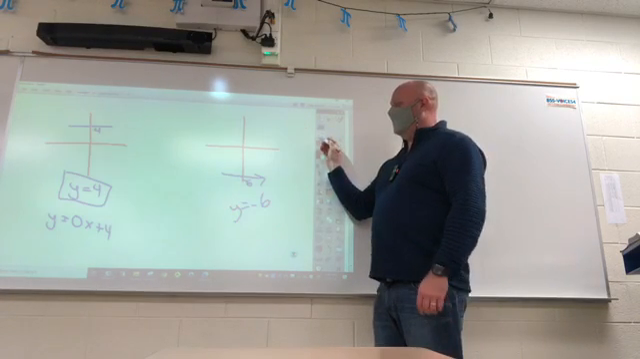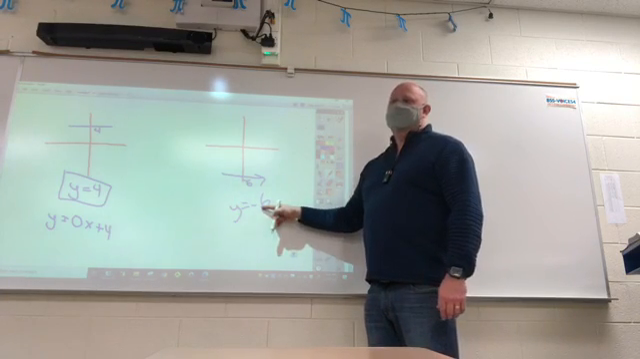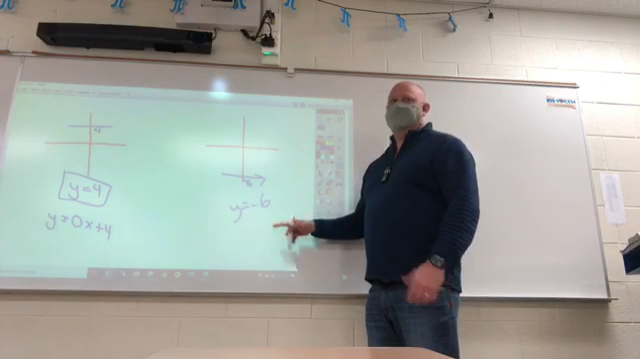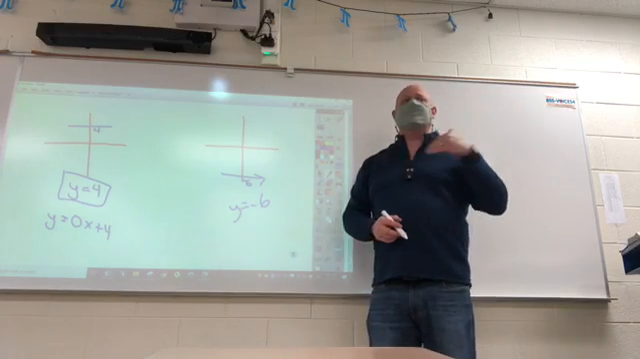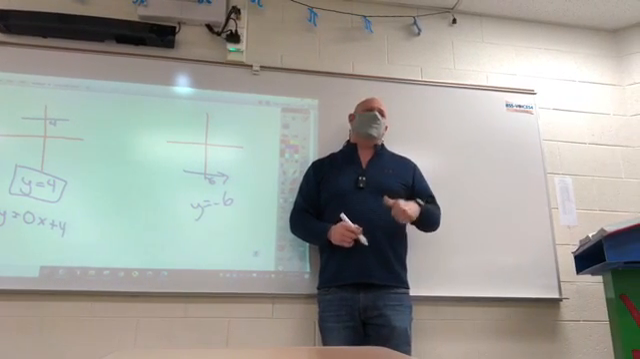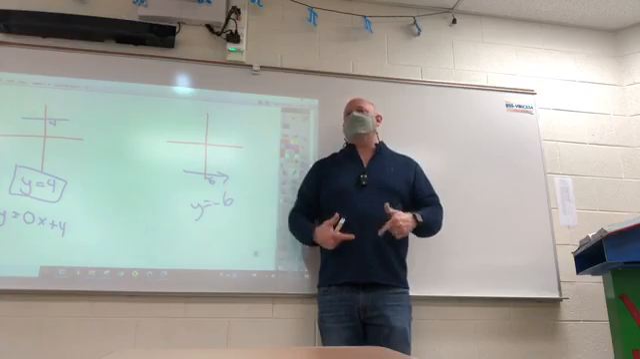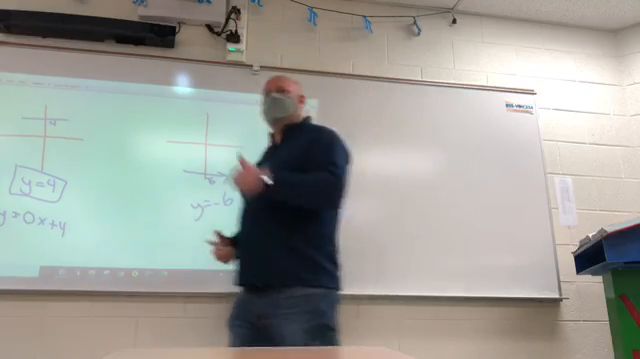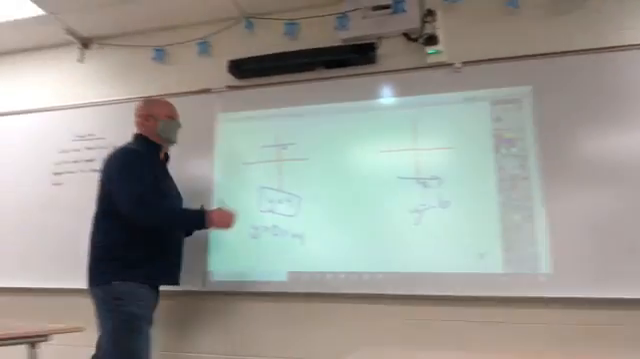All horizontal lines, for the same reason, will be y equals negative 6. If you forget, and this is a super easy thing to forget, going, oh, I know it's either x equals or y equals, do that exact same thing I just did.